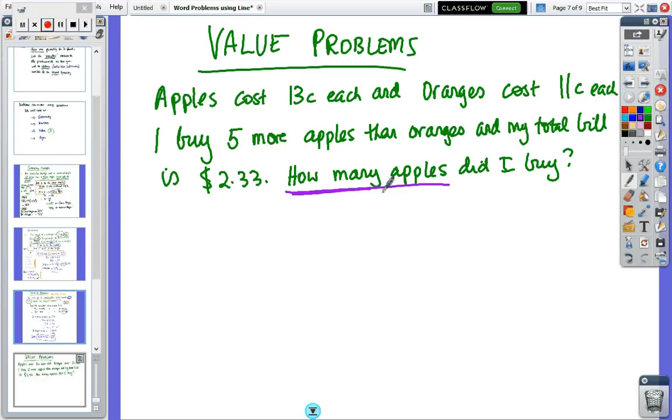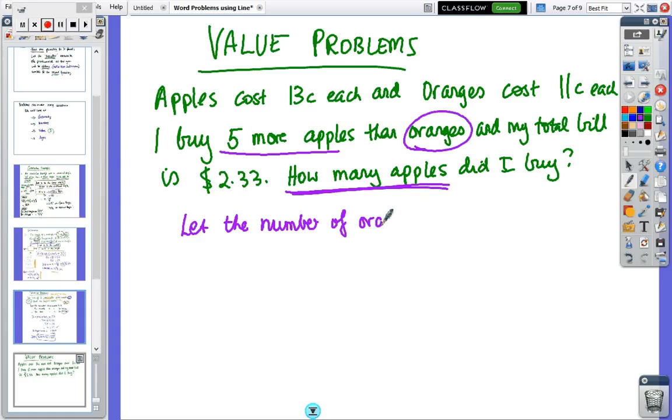So I'm looking for numbers of fruits. I buy 5 more apples than oranges. So that means I buy fewer oranges than apples, because I buy 5 more apples. So I'm going to say, let the number of oranges be x, therefore the number of apples is x plus 5, because it says 5 more apples. Whatever the oranges are, I have 5 more.